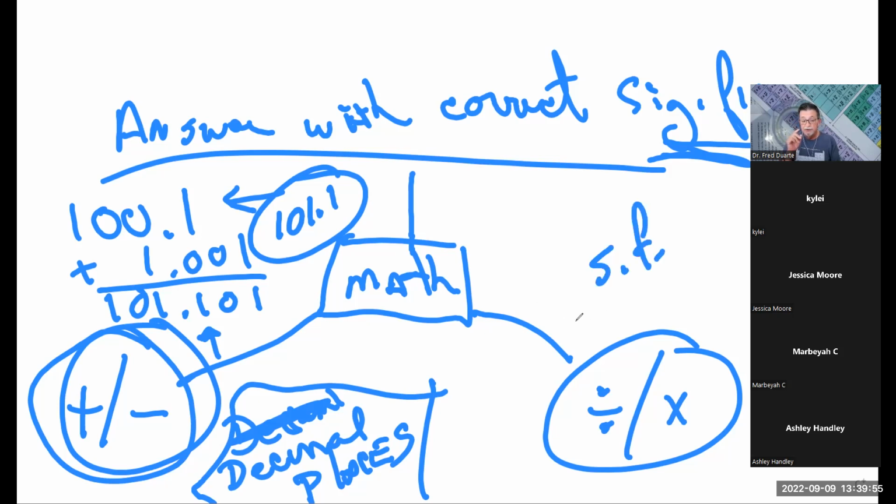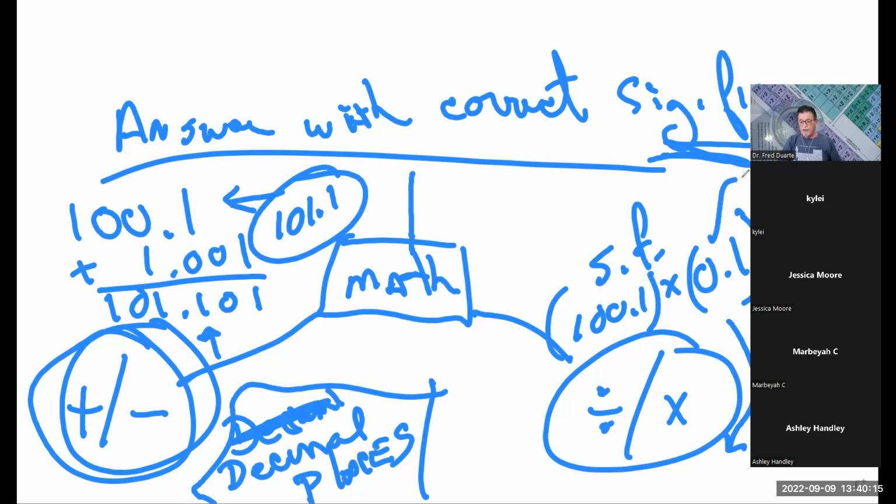Therefore, if I take those same numbers up here, say 100.1, and I'm going to multiply by, for example, 0.1, then my answer should have no more Sig Figs than the number with the least number of Sig Figs, which would be that one, because there's only one Sig Fig there. So I do the math, the division or multiplication, get the whole digits, and then find my one Sig Fig position, and that is where I truncate. Everything to the right gets truncated.